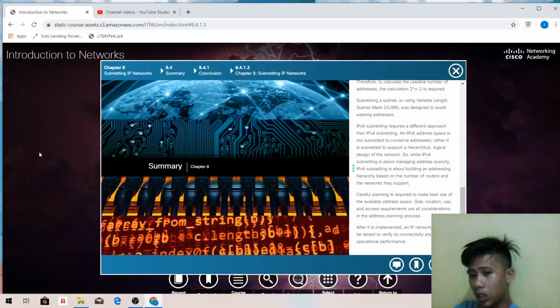Careful planning is required to make the best use of the available address space. Size, location, use, and access requirements are all considerations in the address planning process. After it is implemented, an IP network needs to be tested to verify its connectivity and operational performance. This is the last summary, version 2.0, and it's done.